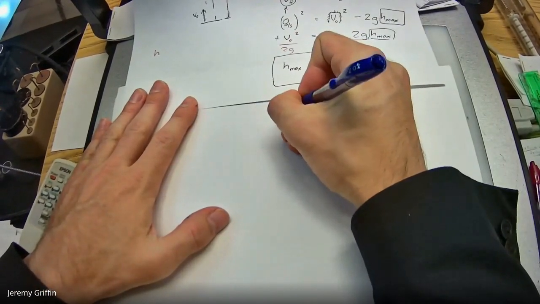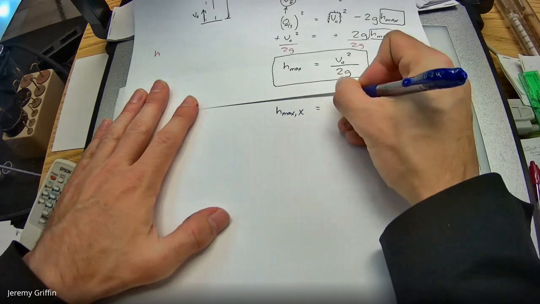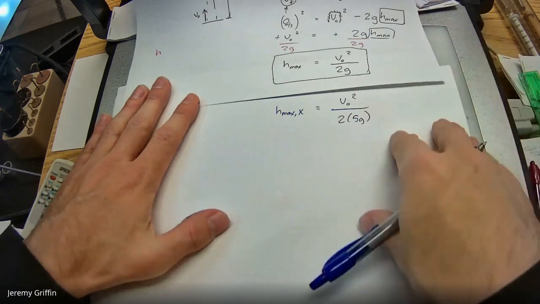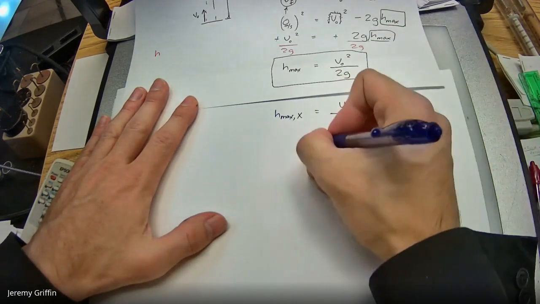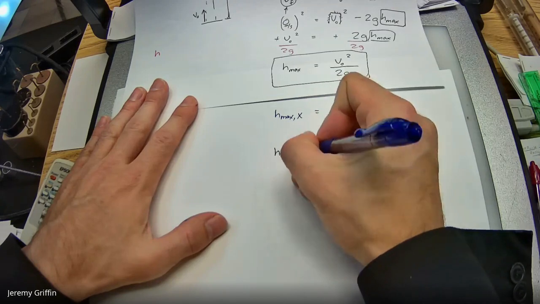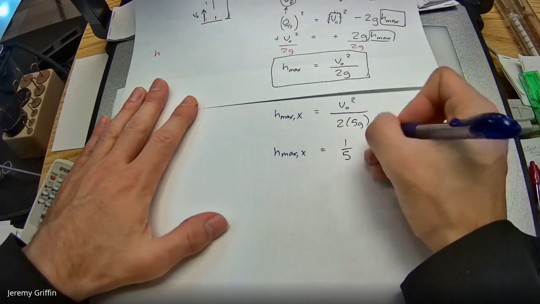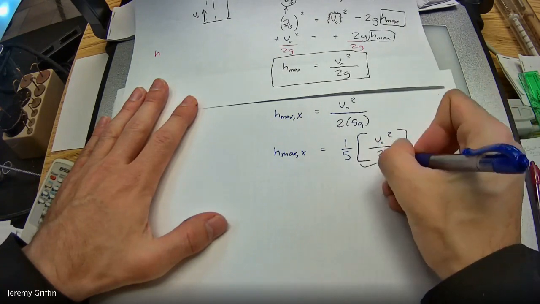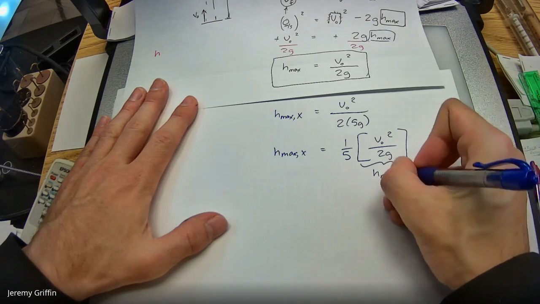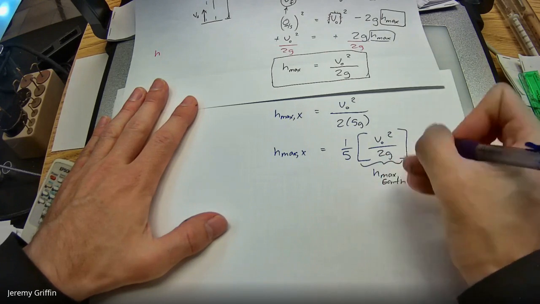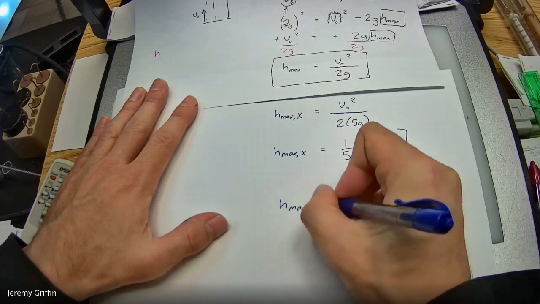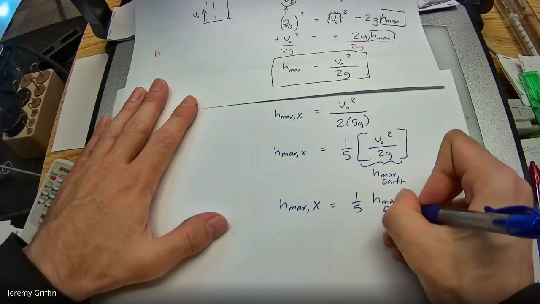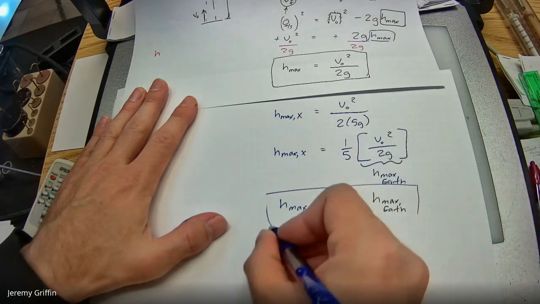So h max on planet X would be v naught squared over 2 times 5g. I'm just cleaning this up from before. I could take out that 1/5. It would just be v naught squared divided by 2g, and this was the original h max on Earth. So I could say h max on planet X is 1/5 of h max on Earth. So we did that already. We're done with that one.